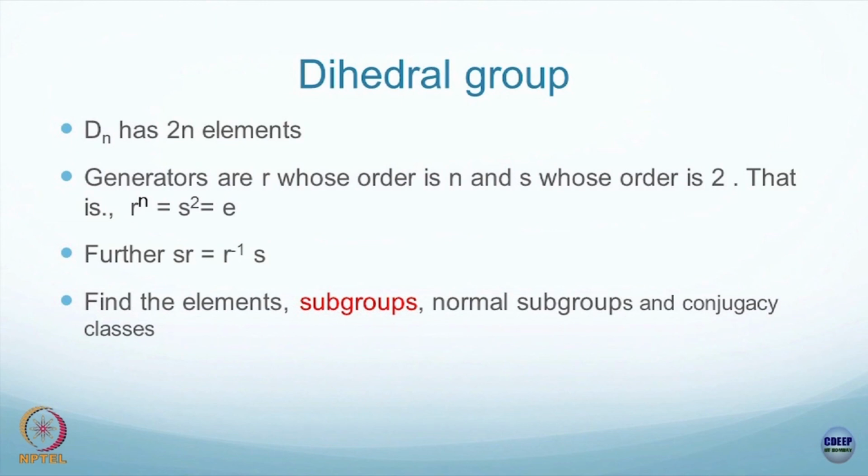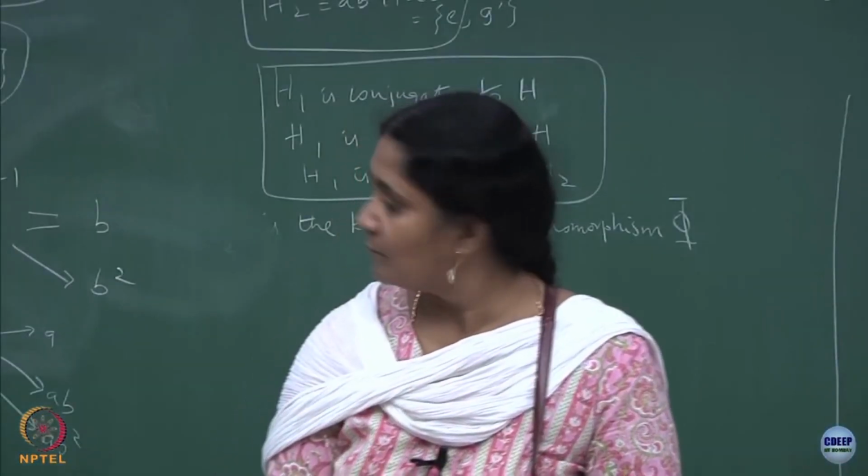There are some crucial points here: n being odd and n being even could play different roles. I want you to figure this out for D3 and D4. In general, can you say how many conjugacy classes there are for a Dn? Is that fine?